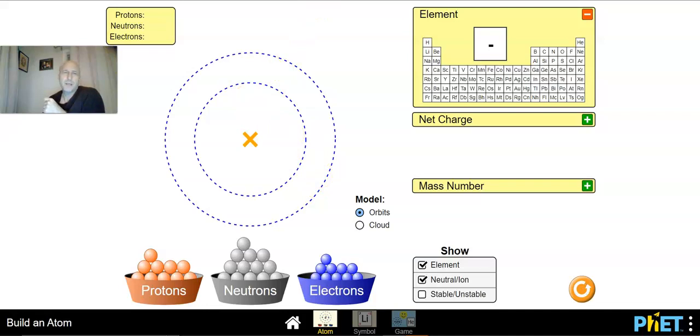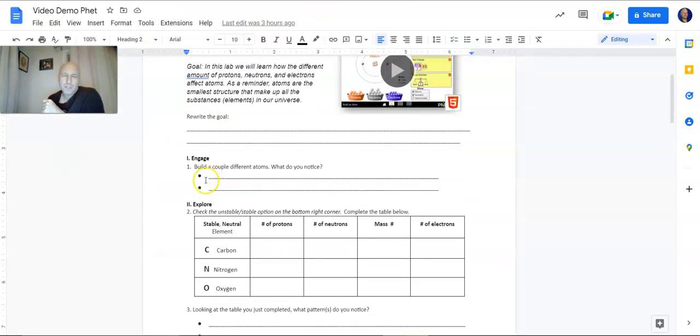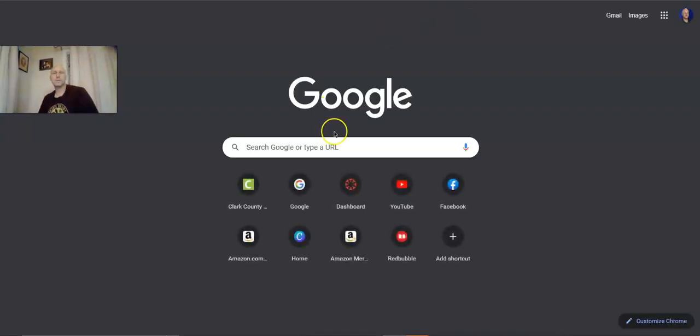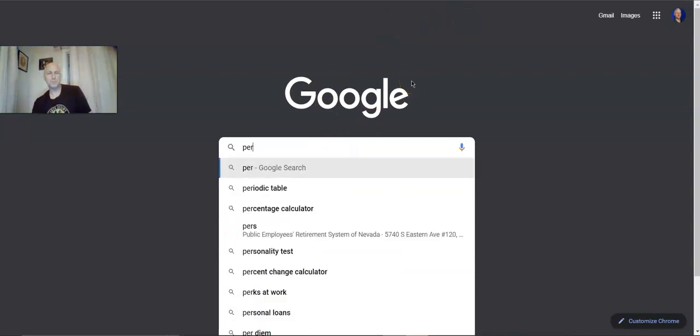Next thing. We built some atoms. Now we are going to look at this. If you want, I would recommend you do this.